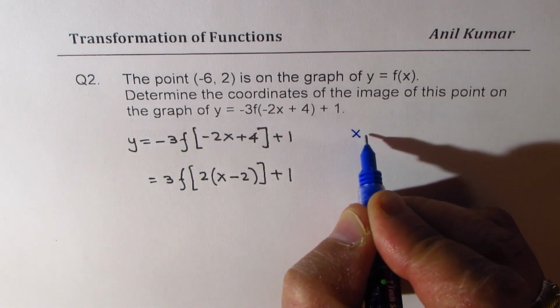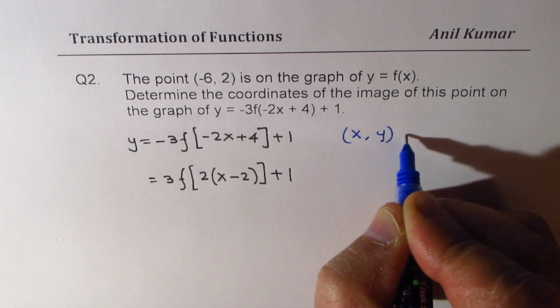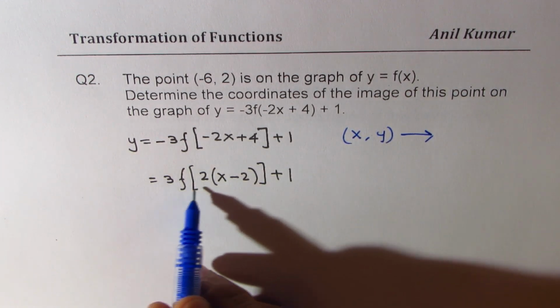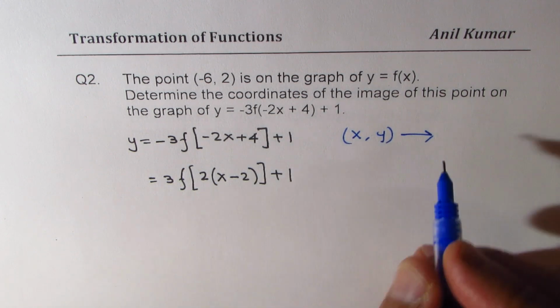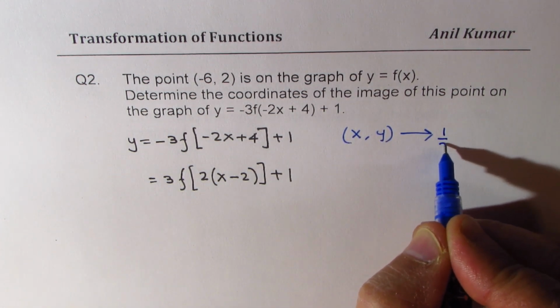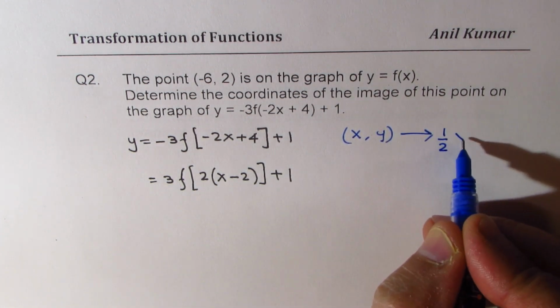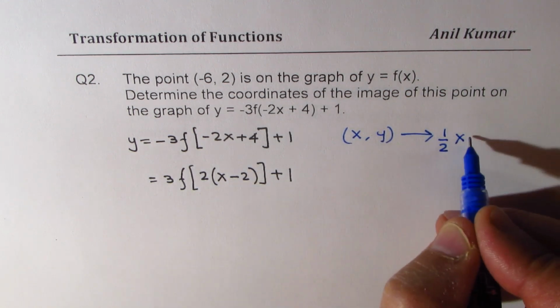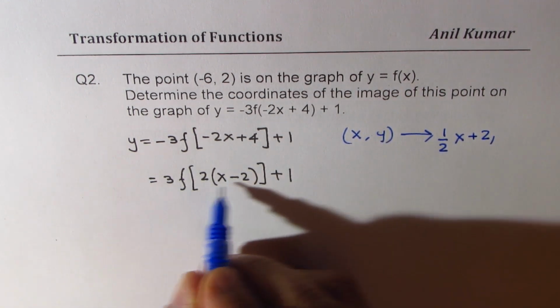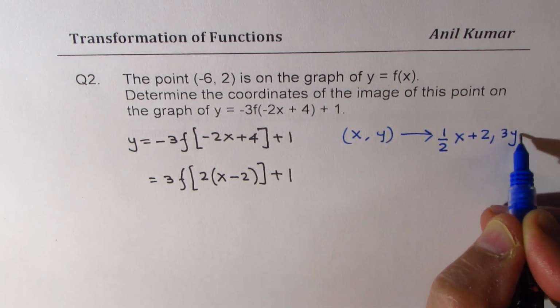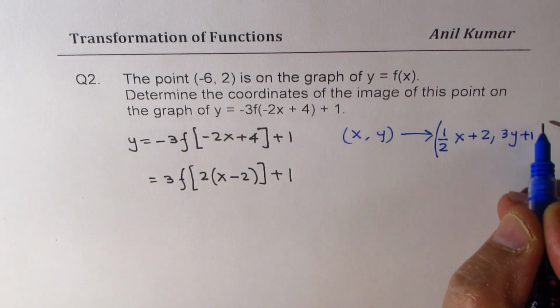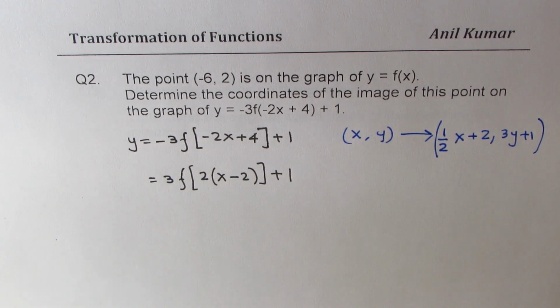So the (x, y) values will now get transformed. And what we get here is that the x value will be divided by -2, so we'll get half of the x value, and then minus 2. As far as y is concerned, it gets multiplied by -3 and then plus 1. So we get -3y + 1. So those become the new coordinate points.